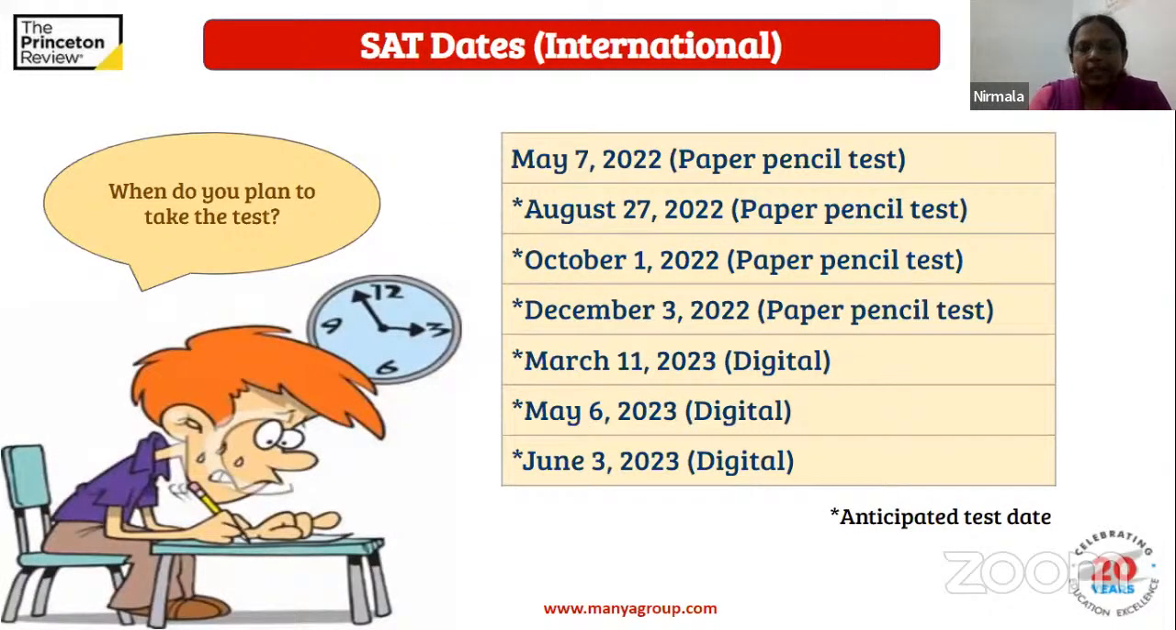You can see the upcoming SAT dates. The upcoming one is March 7th, and whatever I have marked with a star is an anticipated date. Till this year, that is 2022, it's going to be a paper and pencil test. From next year onwards, it's going to be a digital test. Now we are going to see more about the digital test.